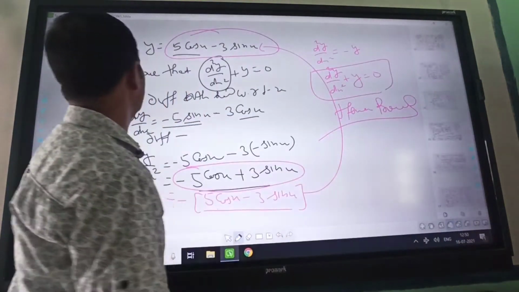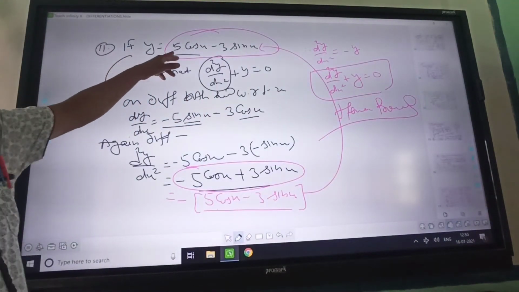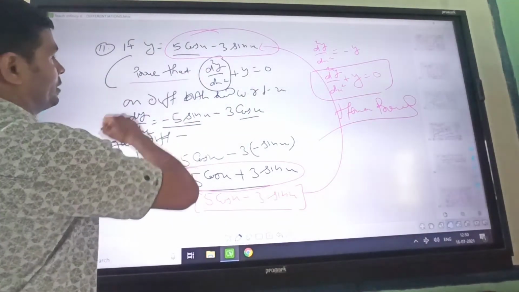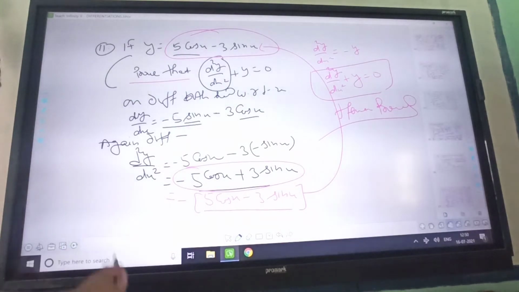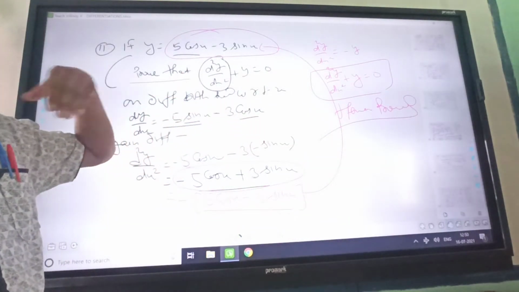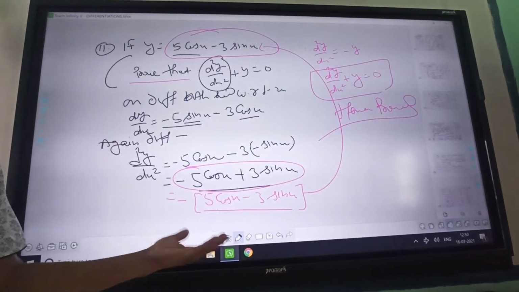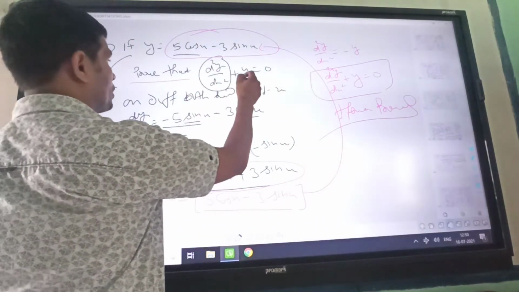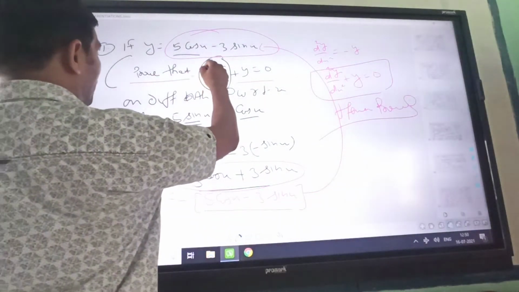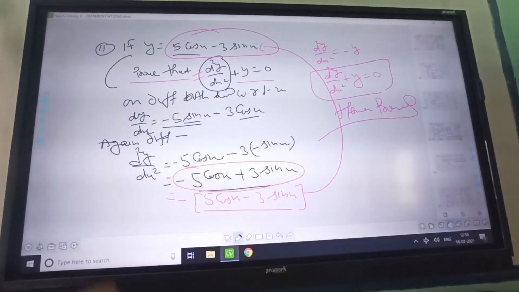One more question is there. If y equals 5 cos x minus 3 sin x, you have to prove. You can see here in this question, prove that. I was just telling you that he may ask you to prove that d2y by dx square plus y equals 0. So obviously you have to reach the double derivative. First of all you have to find the single derivative.